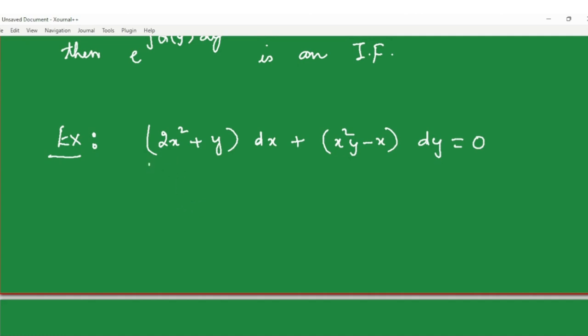Now let's see what is M, comparing with the standard form M dx plus N dy equal to 0. This expression is M, this expression is N. Now for checking exactness, we find out the partial derivatives. Del M by del y. Let's see what is del M by del y.